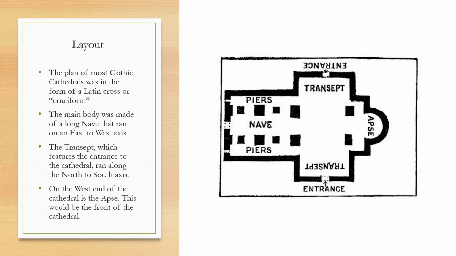On the west end of the cathedral is the apse. This would be the front of the church, or it would be the location of the Pope. Along the nave, that would be the seating, and they would face the apse.